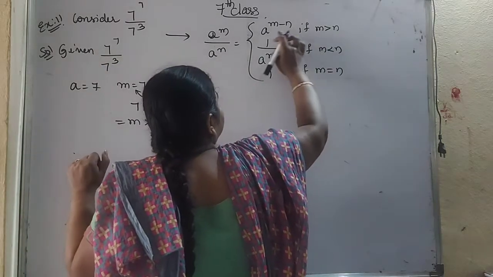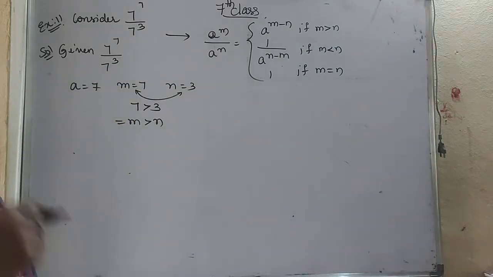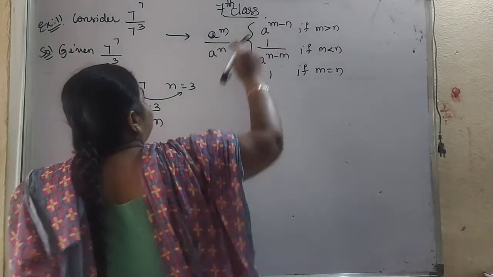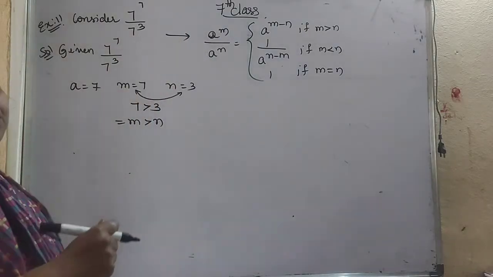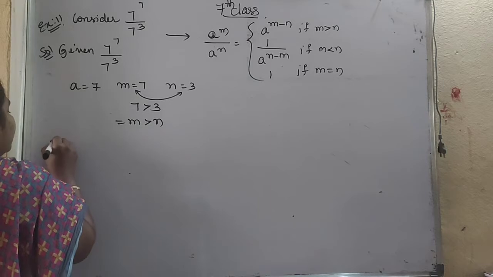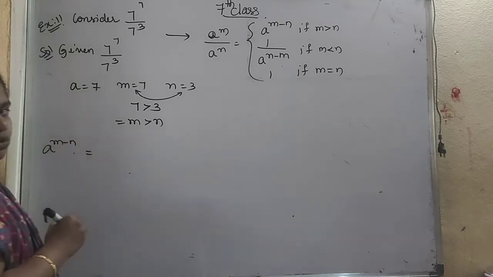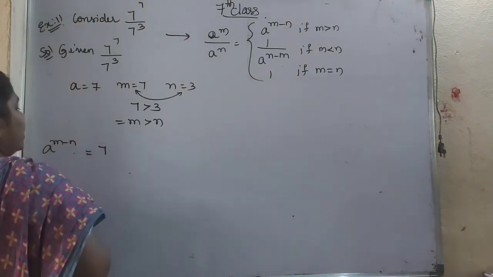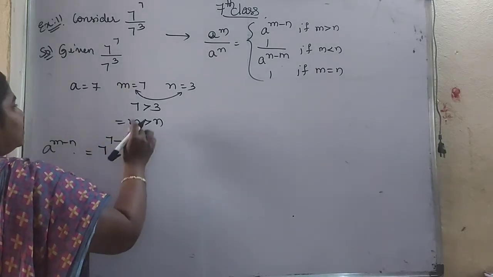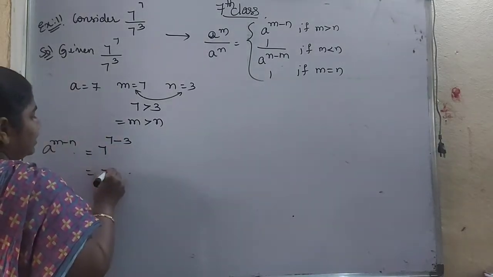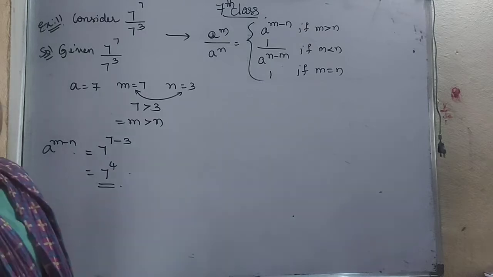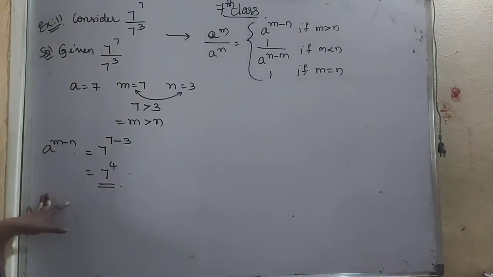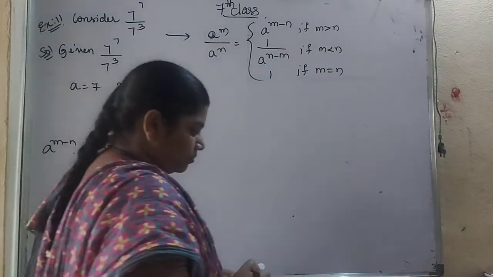If m is greater than n, which formula do we have to use? Which condition? a power m minus n. So we will convert this into a power m minus n, that is, a value is 7, m value is 7 minus n value is 3. So it will be 7 power 4. How many times do we have to multiply 7? 7, 4 times. So this is our example number 11.